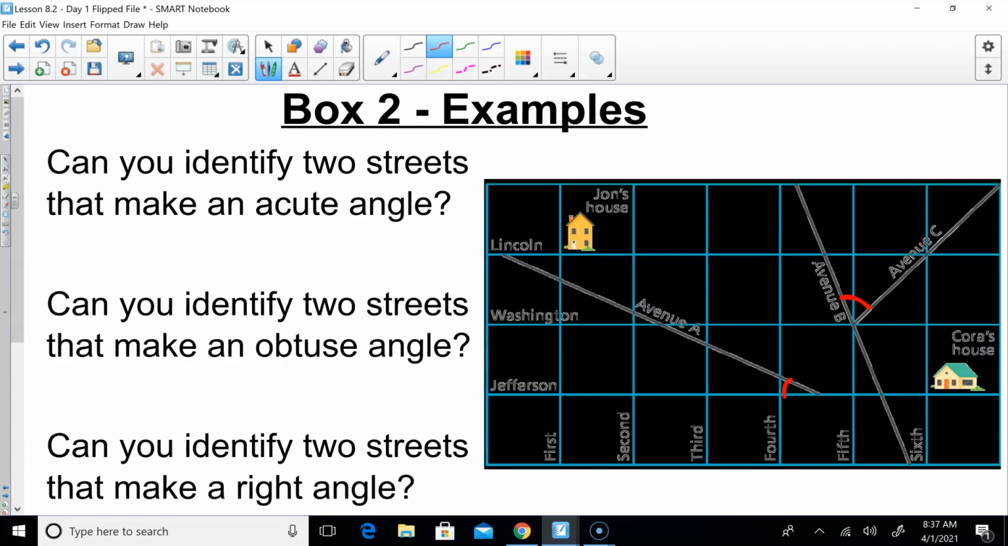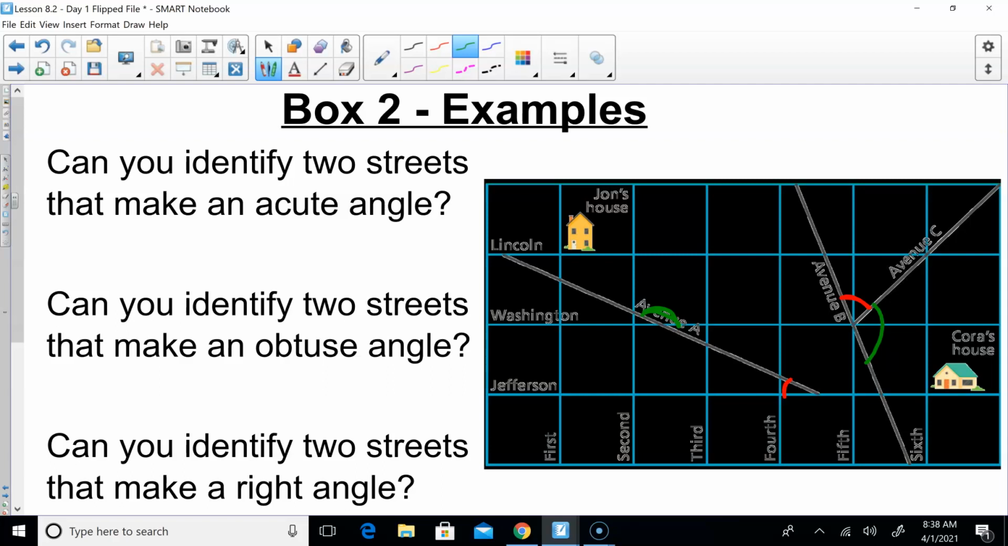What about two obtuse angles? Can you find some obtuse angles on here? I'm going to go with the obtuse angle where Avenue A and Washington meet. That's a big obtuse angle. And another obtuse angle, I'm going to go with this one: Avenue C and Avenue B on this side make an obtuse angle. So if Avenue B is a straight angle, one side is acute, the other side would be obtuse, which would make sense.